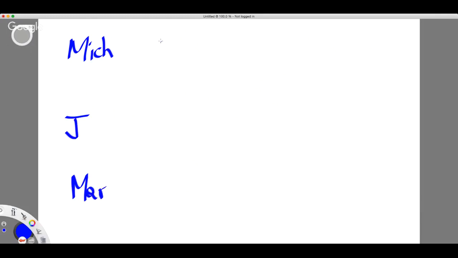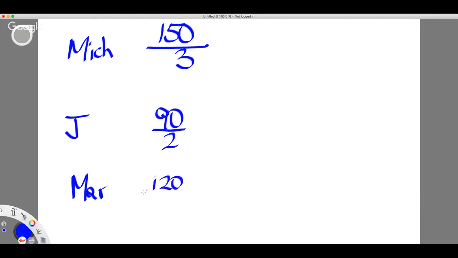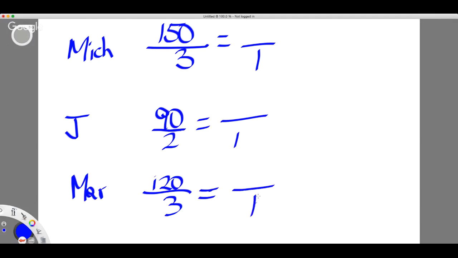So Michaela can do 150 words in 3 minutes. Maria can do 90 words in 2 minutes, and Jenna 120 words in 3 minutes. So let's find out how many words in 1 minute. Because if we can find how many words per minute, we'll see who's the fastest. So obviously we have to divide by 3 because there's a 3 here. Over here we have to divide by 2 because there's a 2 there. And divide by a 3 here because there's a 3 there. So whatever you do to the denominator to get that 1, you have to do to the numerator.